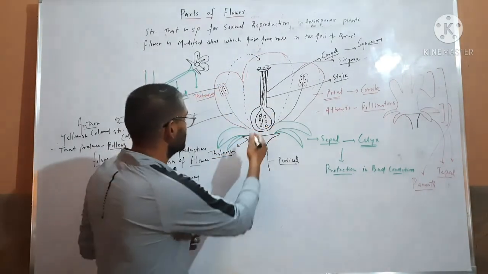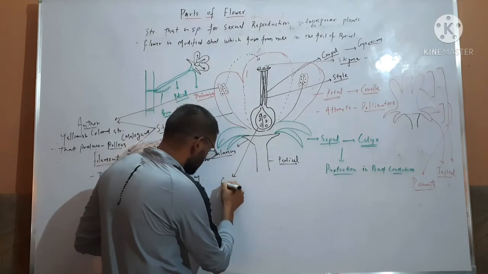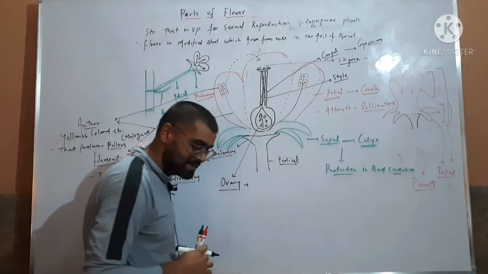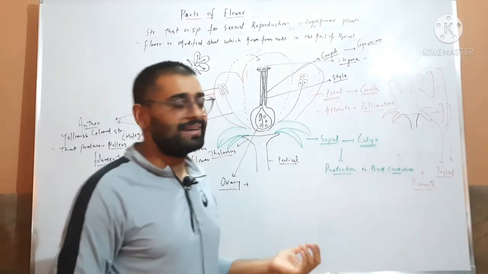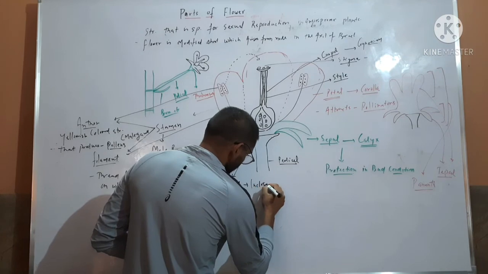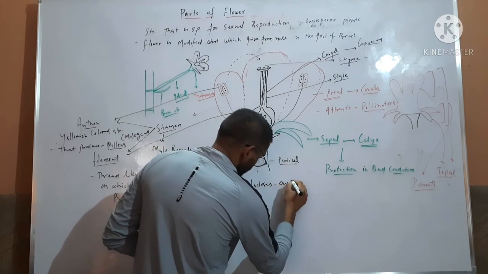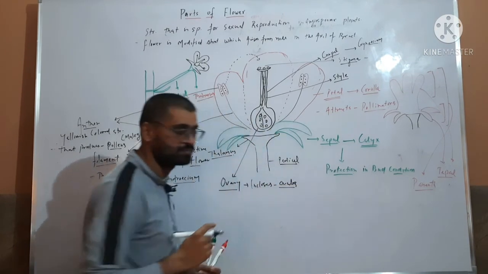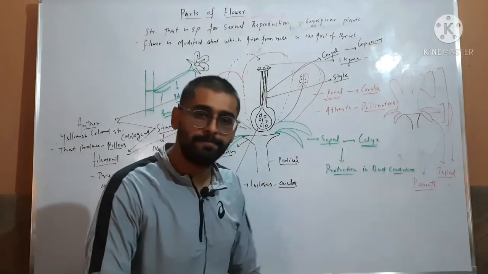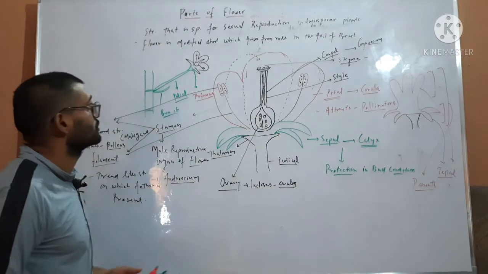And the last one is ovary. It is the female reproductive part that encloses ovule. Inside the ovule is an egg. So this is all about the structure of a flower.